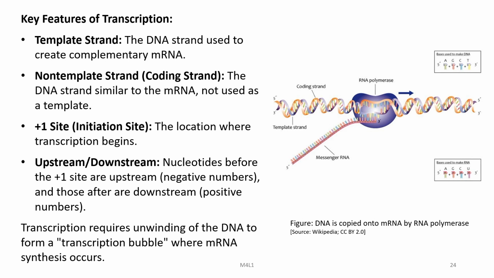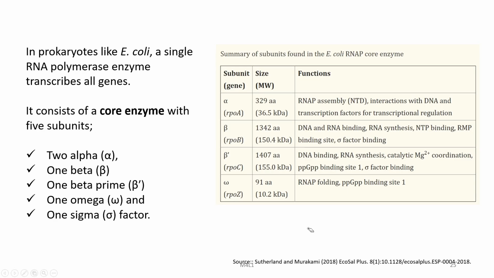Another important thing is the +1 site, which is called the initiation site, the location where the transcription begins. Then there is the upstream or downstream position. The nucleotides before the +1 site are upstream, negative numbers. After that are downstream, which are the positive numbers. Transcription requires unwinding of the DNA to form a transcription bubble where mRNA synthesis will be occurring.